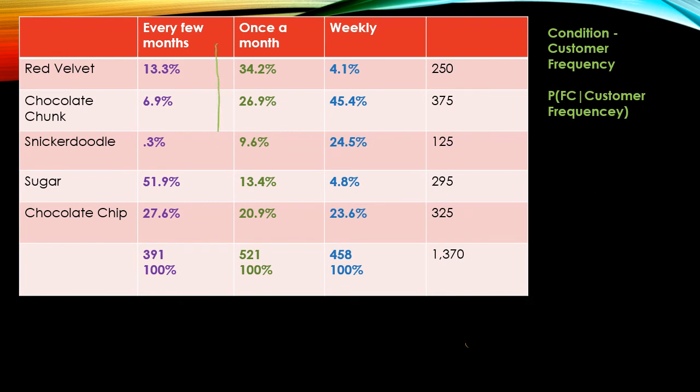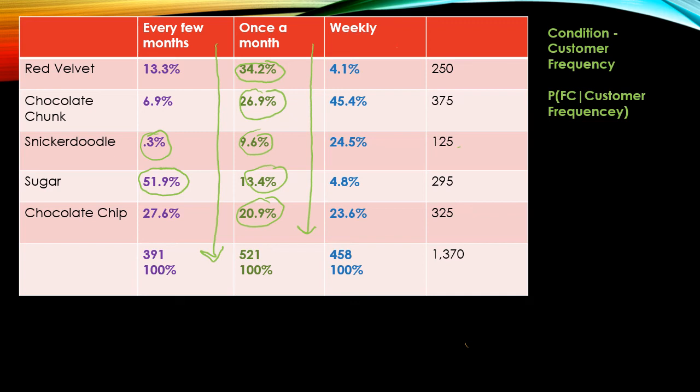So the customers that came in every few months, it looked like the highest percentage liked our sugar cookies. The lowest percentage liked our snickerdoodles, less than 0.5% at 0.3%. Now let's look at those that came in once a month, fairly regular. Their favorite was the red velvet, and then the chocolate chunk. They weren't so crazy about the snickerdoodles. Some of them liked the sugar cookies, and the chocolate chip was also a favorite.